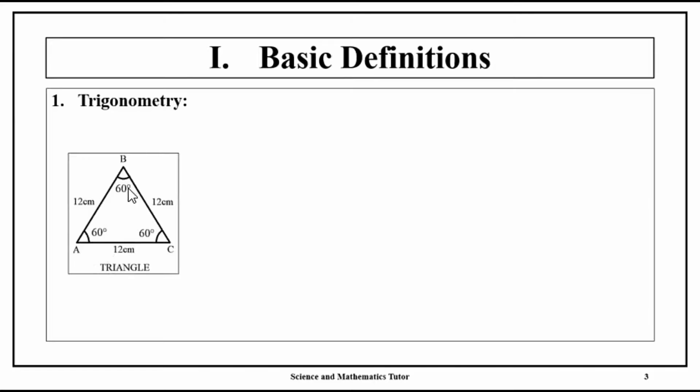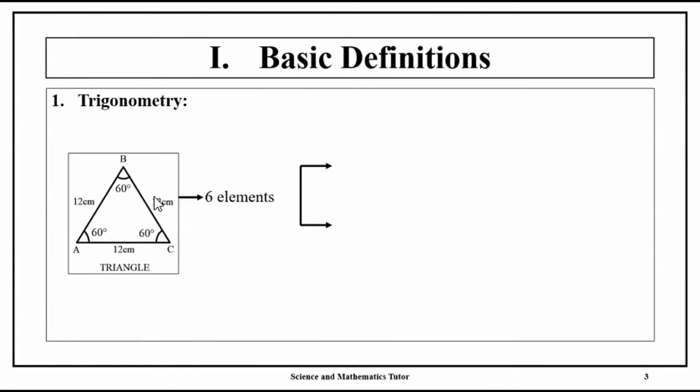When we consider this triangle ABC, it has three angles, that is angle A, which is equal to 60 degrees, angle B, which is equal to 60 degrees, and angle C, which is equal to 60 degrees. And it also has three sides, that is side AB, which is 12 centimeters, side BC, which is 12 centimeters, and side AC, which is 12 centimeters. So these are the only measurements that can be taken in any given triangle. In our case, we have taken an equilateral triangle.